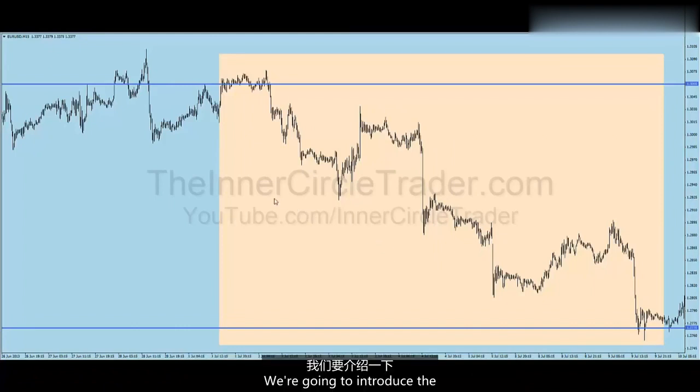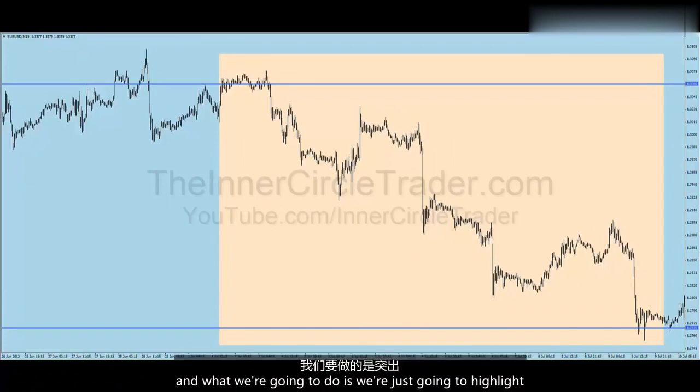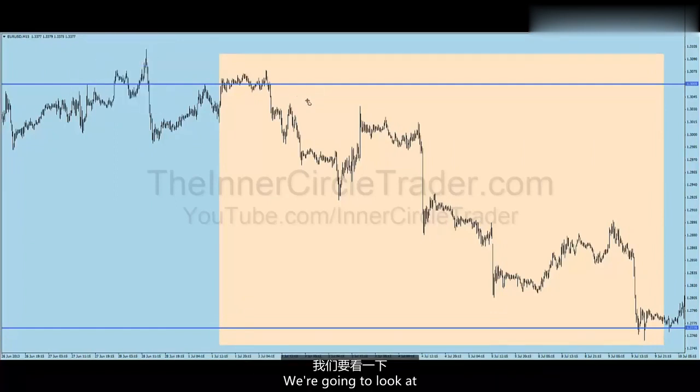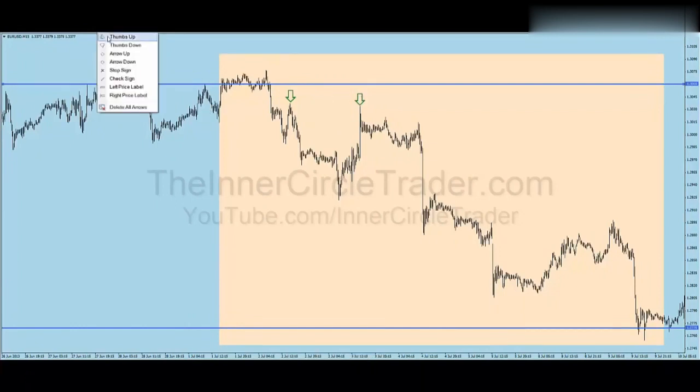We're going to introduce the time of day, and what we're going to do is we're just going to highlight with some arrows. Okay, we're going to look at specific little areas where price made significant price highs and lows.